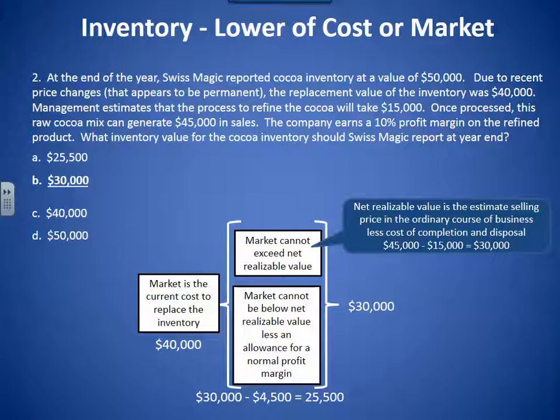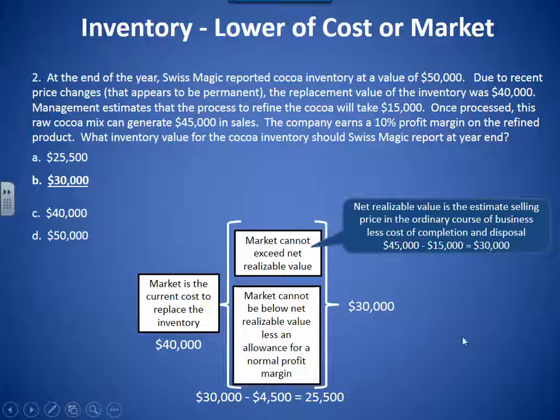So let's take a look at what happens. The market cannot exceed net realizable value. Now, net realizable value is the estimate of the selling price in the ordinary course of business less the cost of completion and disposal. The selling price is going to be $45,000 minus the cost of completion and disposal. We said a $15,000 refining of the cocoa, which means that the ceiling is set at $30,000.